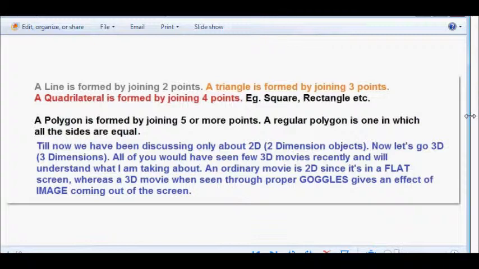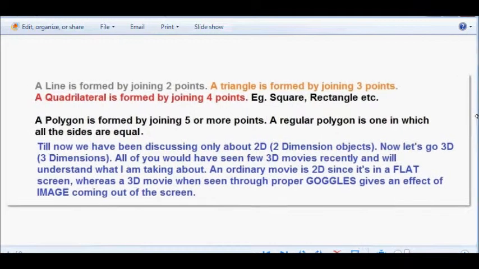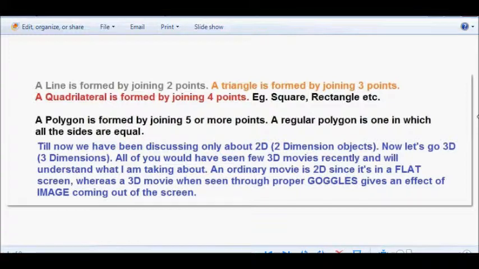A triangle is a polygon too: 3, 4, 5 or more. A regular polygon is one in which all the sides are equal.